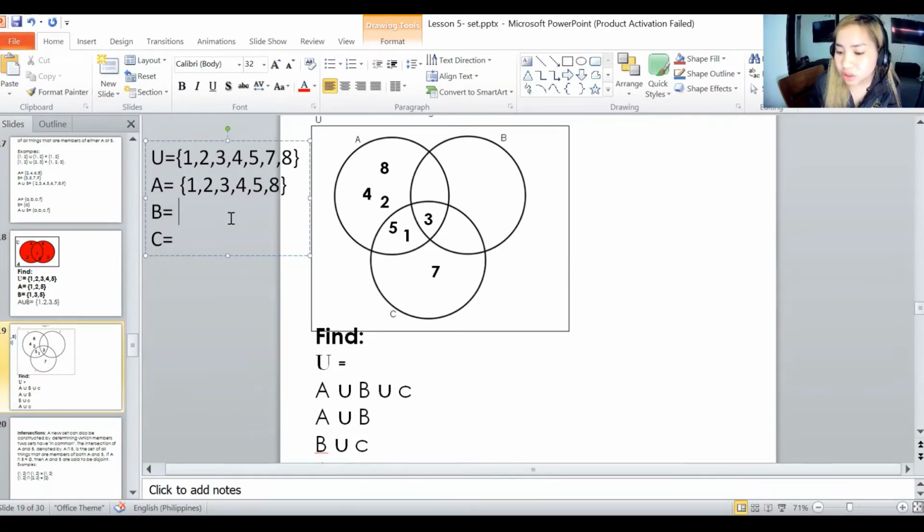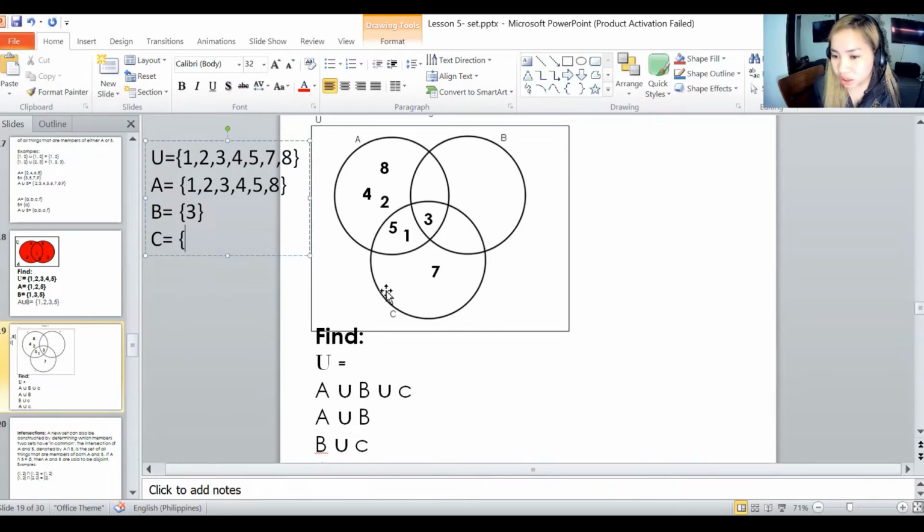For the set B naman po, ang titignan natin is itong circle na to. So, as you can see, 3 lang po yung element na nandun sa loob ni set B. Another one, we have set C. For the set C, ito lang titingnan natin, yung circle na yan.